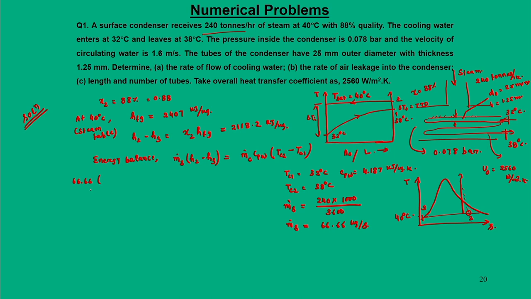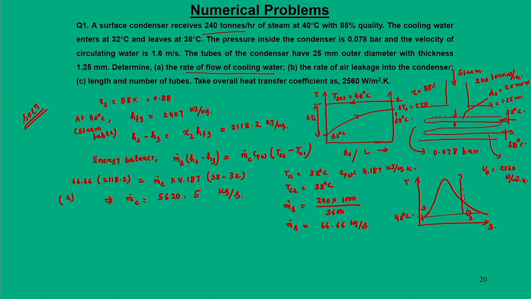By inserting this value, we get 66.66 into 2118.2 is equal to m dot c, which is unknown, times CPW 4.187, times TC2 minus TC1, 38 minus 32. So, this will give you m dot c, the rate of mass flow of cooling water, that is part A, solved as 5620.5 kg per second.